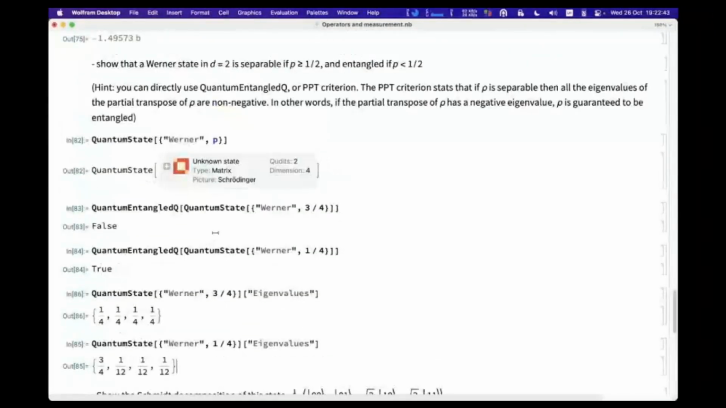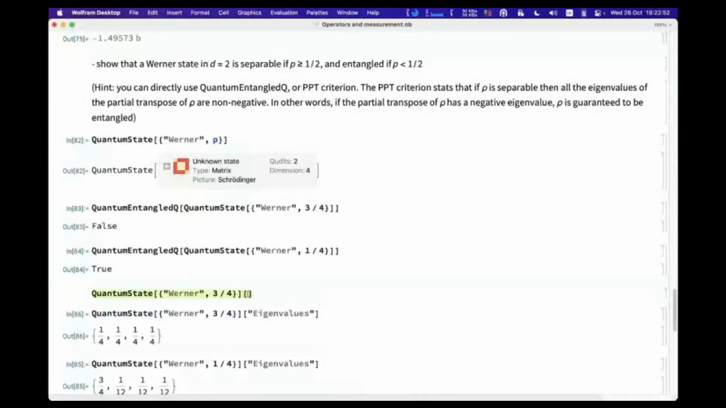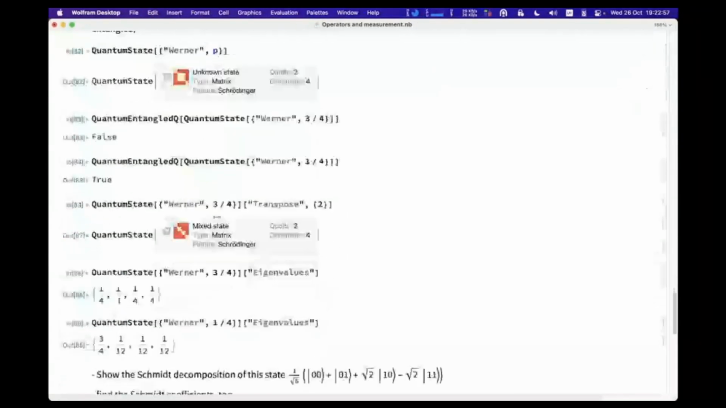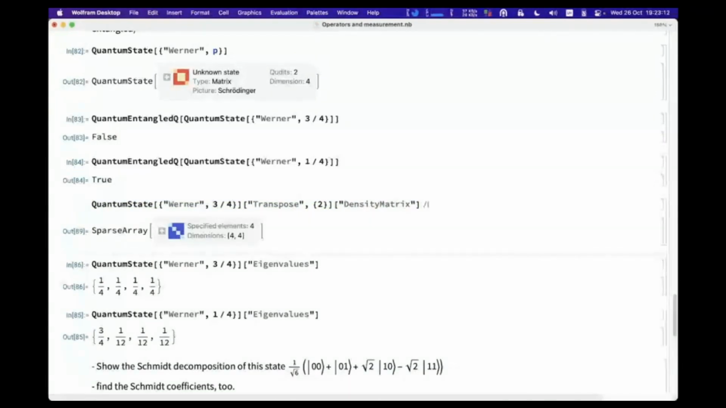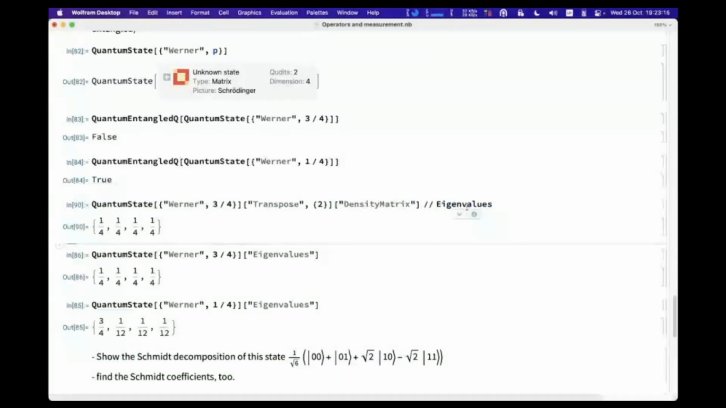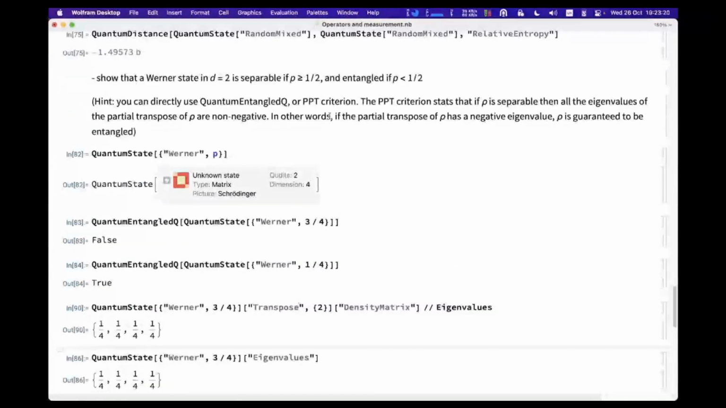We should take the partial transpose. I totally forgot, the PPT criterion is for partial transpose. So let's take the partial transpose of the second system, the transpose of the second system, and then let's look at the eigenvalues. And there, one of them at least... That's not what it's actually doing. Let's look at, just a second, when P is less than that.